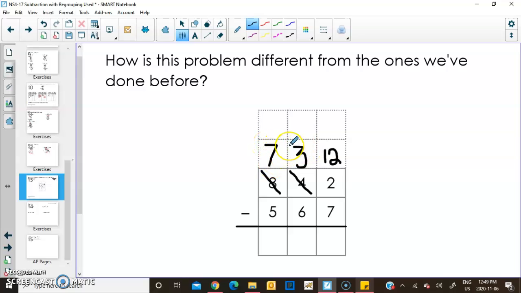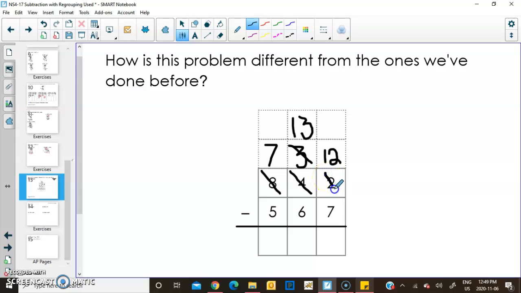Good. Now I'm going to cross out this 3 and I'm going to add 10 to it. So 10 plus 3 equals, very good, 13. Okay, now let's subtract. This is just an easy peasy lemon squeezy subtraction question now. So let's start in the ones.